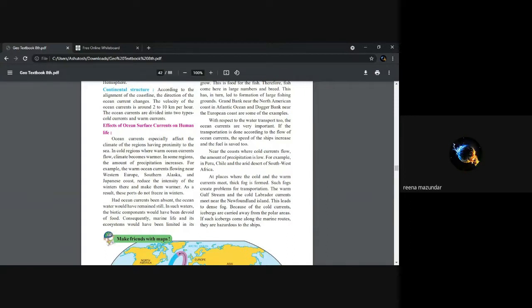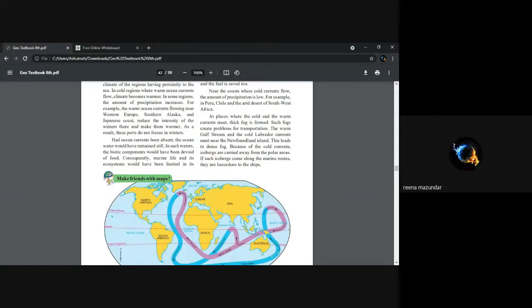Name that place. A place name is given. Who will know which place where fog is formed? Which two currents meet to form the fog? The next line is the answer. Read it.